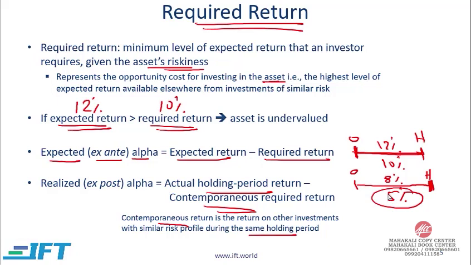The realized ex post alpha then is 8% minus 5%, which is 3%. And when investment managers are measured, when we look at their performance, we look at the realized, or ex post, alpha. So this is a measure of the manager's investment skill.